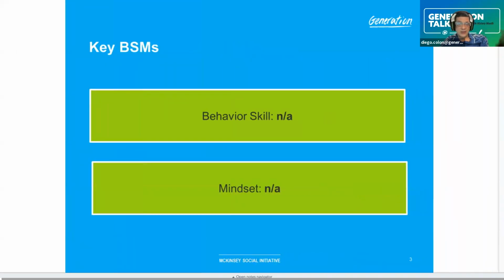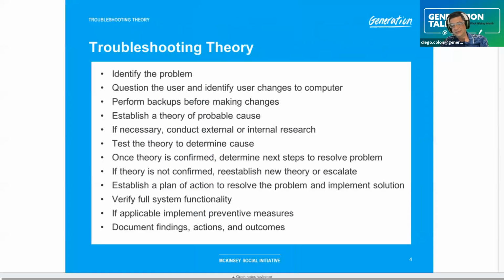Overall, not applicable, because you would most likely have to lean on everything. You have to be persistent. You have to be able to adapt. There is no behavioral skill or mindset that you're not going to be using. I know it says not applicable. What it should say is everything, everything, everything.